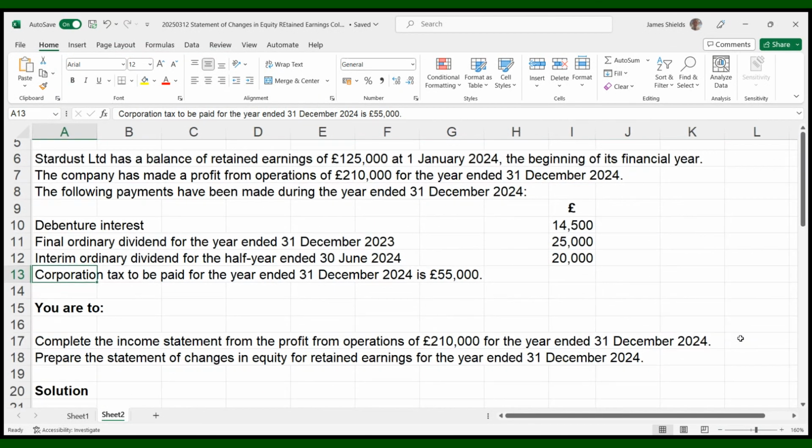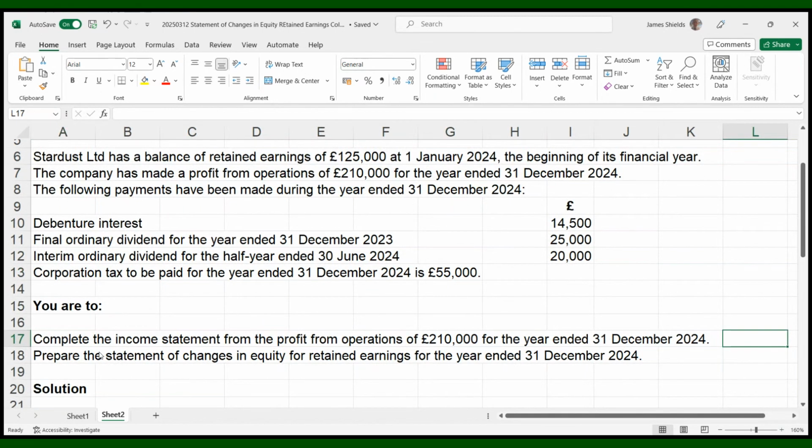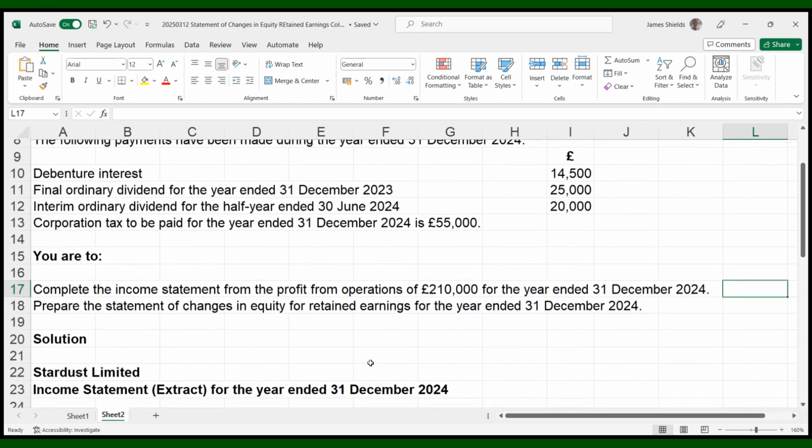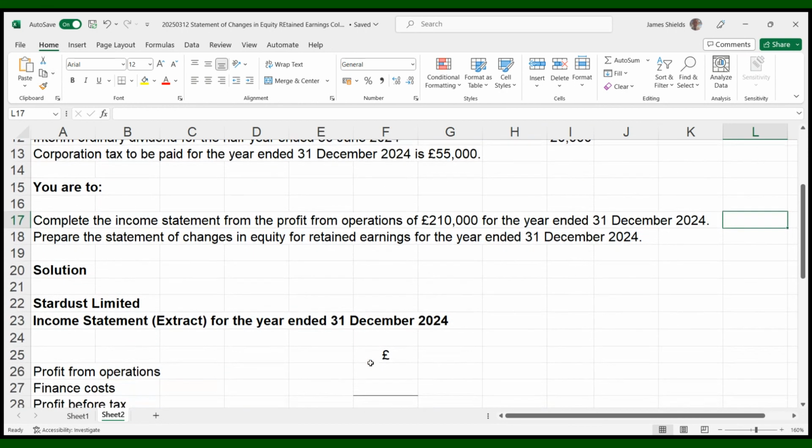Right, let's see what we've got to do. We've got to do two things. First of all, complete the income statement from the profit from operations of £210,000 for the year ended the 31st December 2024. And secondly, prepare the statement of change in equity for retained earnings for the year ended the 31st December 2024. So here's our income statement extract.